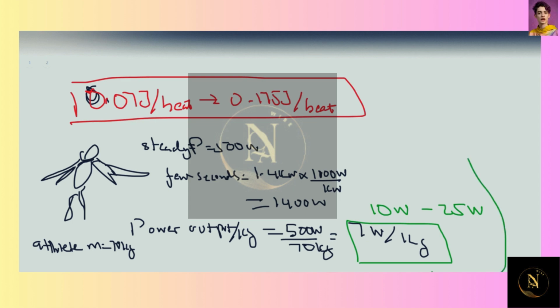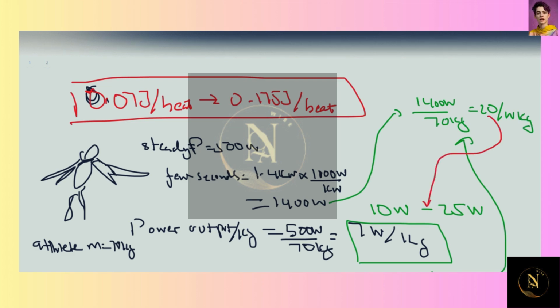If we change it a little bit and say, okay, how about if they're expending 1,400 watts? So 1,400 watts divided by 70 kilograms, we end up getting 20 watts per kilogram. That looks good because it's in between this range, but the problem is that it happens only for a few seconds. So this is the power for a few seconds. So that's the problem we have.